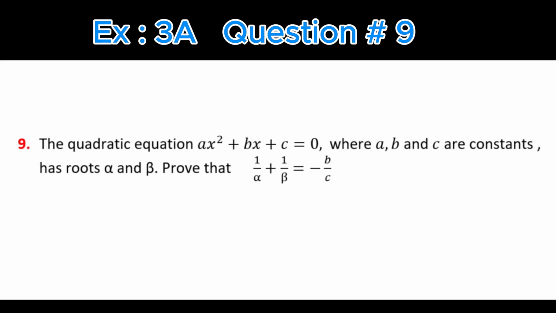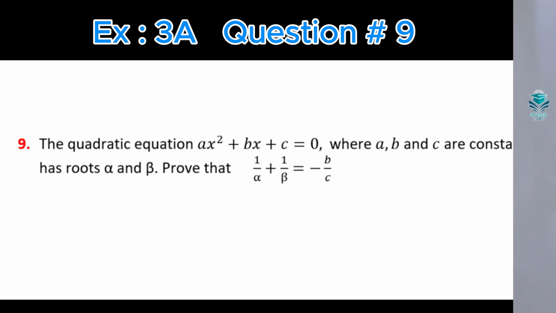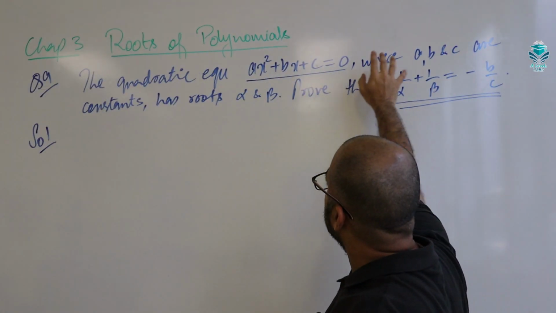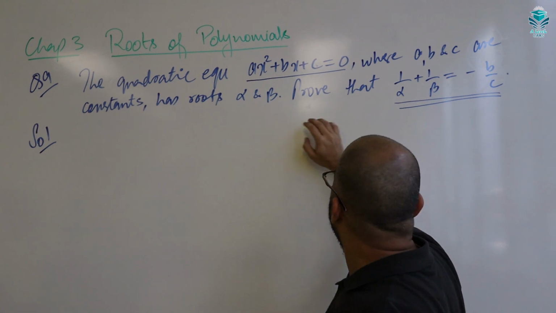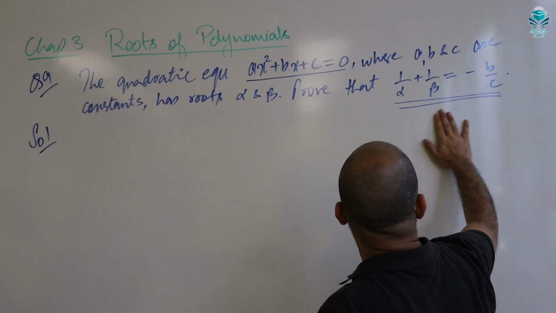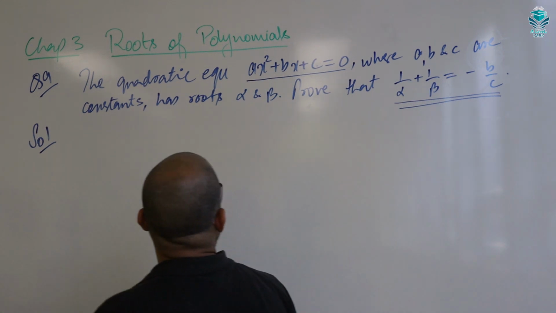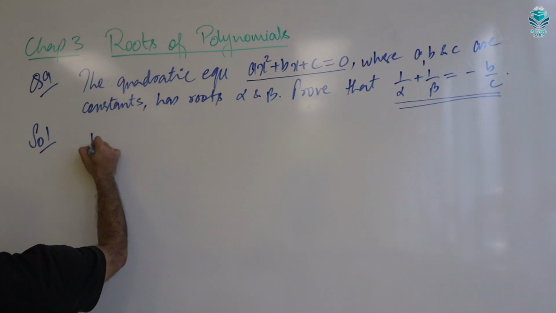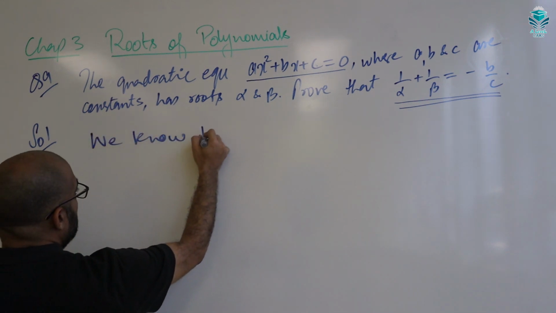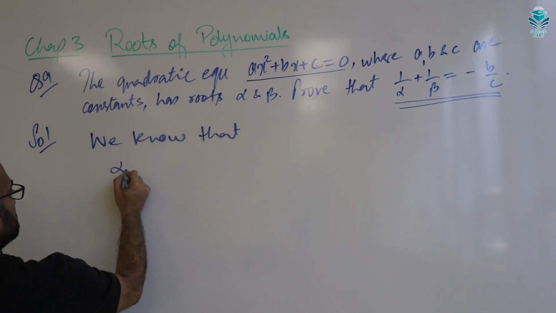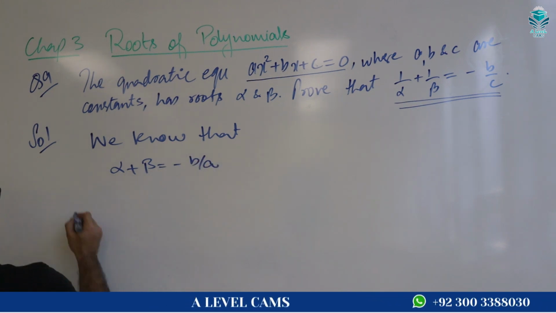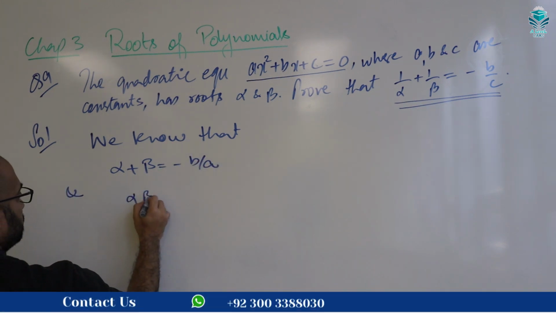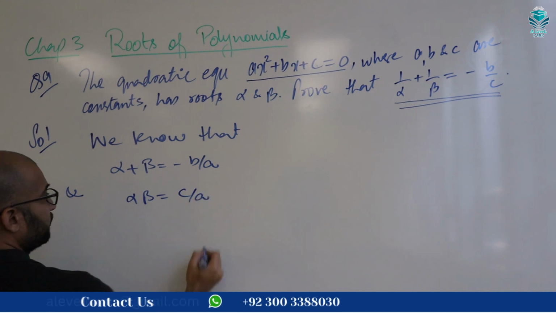In this question we are given that there is a quadratic equation with a, b, c constants, and this equation has two roots alpha and beta, and we have to prove this relation. So student, we know that the sum of the roots is minus b over a and the product of the roots is c by a.